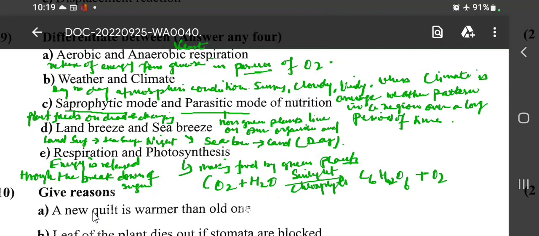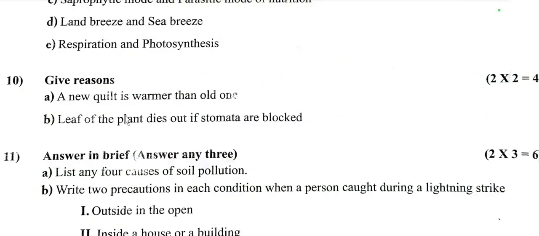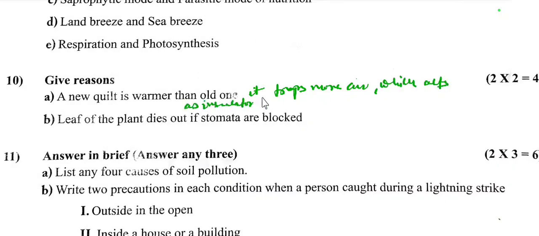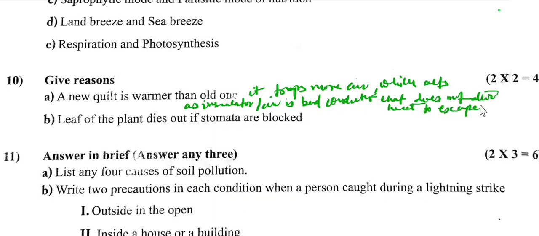Now give reasons, and this is of 2 marks. A new quilt is warmer than an old one because it traps more air, which acts as an insulator. Or rather we can say air is a bad conductor. Air is a bad conductor that doesn't allow heat to escape. You can write it in your own words.